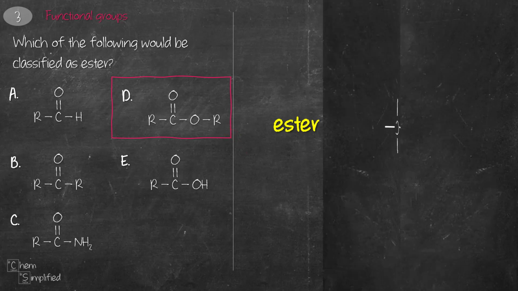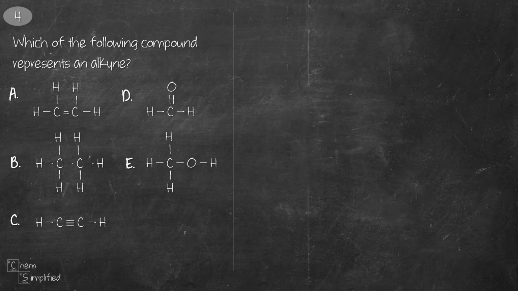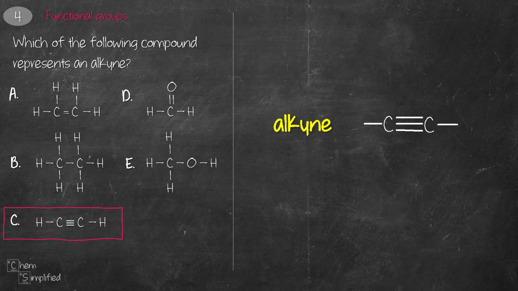This next question is asking us to identify alkyne. Now, alkyne is one of the 3 hydrocarbons. We have alkane, alkene, and alkyne. Alkyne is the one that has triple bond. So we're looking for a functional group that has a triple bond, and the only one that fits that criteria would be option C. Option A is an alkene, option B is an alkane.